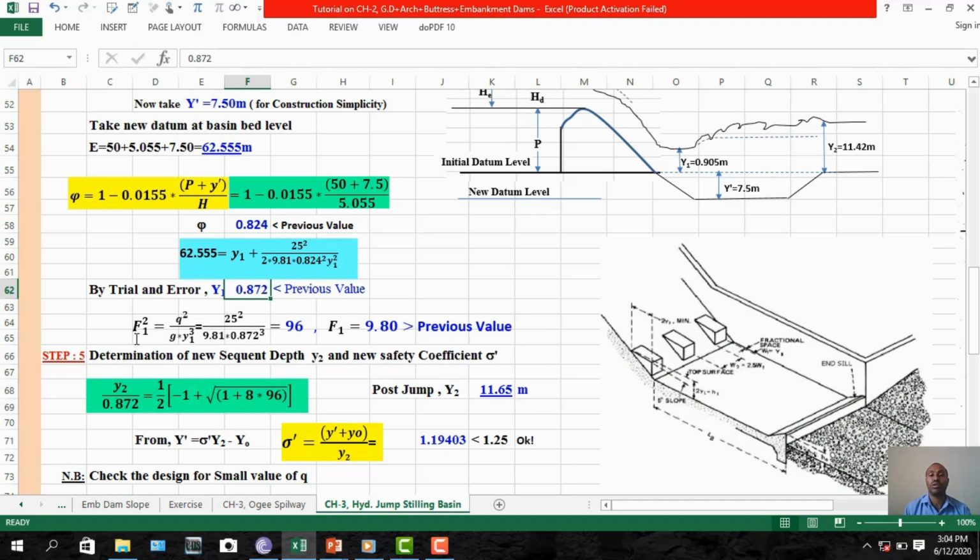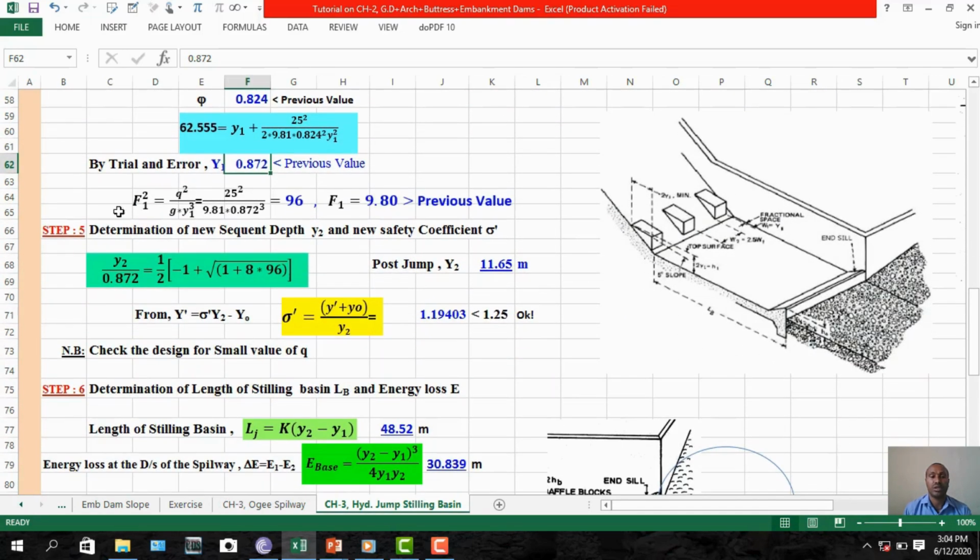So this is less than the previous value. So the Froude number, you calculate again using this equation, similar to the previous one. Then you get 9.8. So this is greater than the previous value. Then you can proceed. So, determination of new sequent depths now.